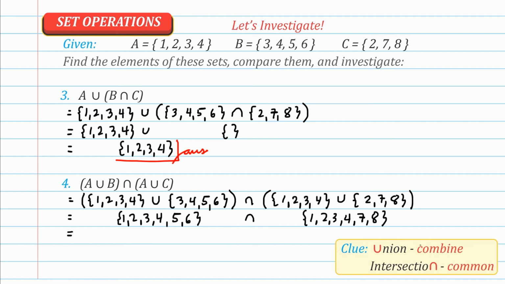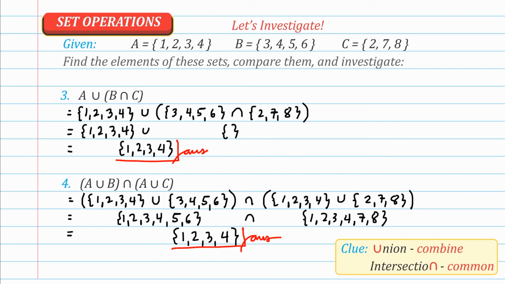Anong ibig sabihin ng intersection? Common. So may common ba? Ang 1, 2, 3, 4, 5, 6 and 1, 2, 3, 4, 7, 8. E di isa-isahin natin just to make sure that we won't miss a thing. Okay, so 1 is common. Write that. 2 is common sa dalawa. And then 3 is common. May 3 sa both. Then 4 is common, may 4 sa both. 5 meron dito, naku, wala ng 5 dito. 6 meron dito, wala ng 6 doon. So these are the only common elements of those two sets. Finally, tsaga-tsaga, nakuha din natin ang intersection of these two groups.